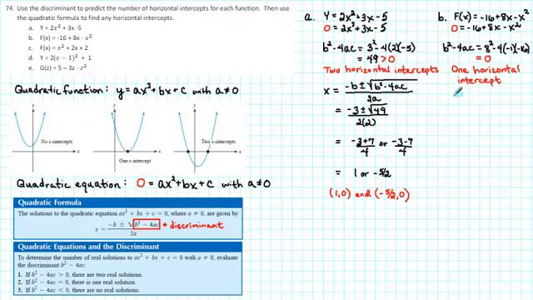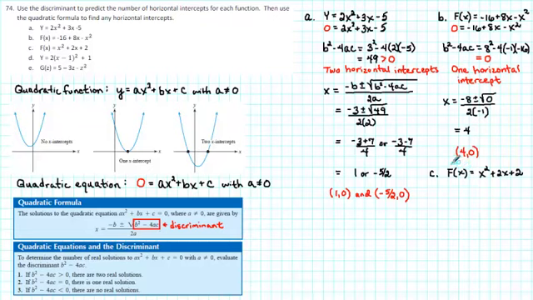To find the horizontal intercept, we'll use the quadratic formula. We get negative 8 plus or minus the square root of 0 divided by 2 times negative 1. This all simplifies to the number 4. So the one horizontal intercept is the point (4, 0).